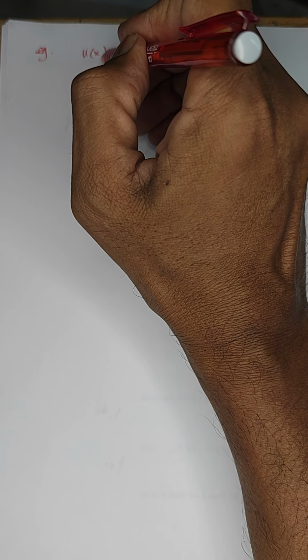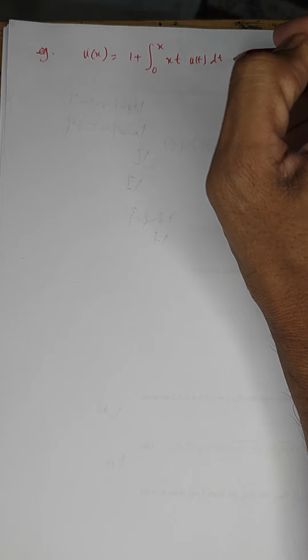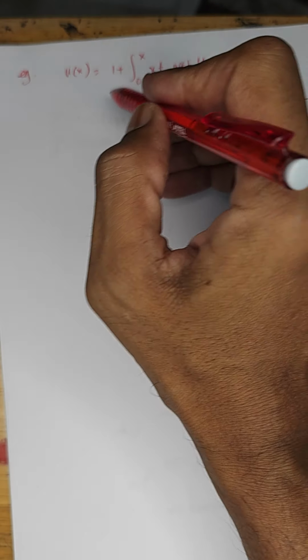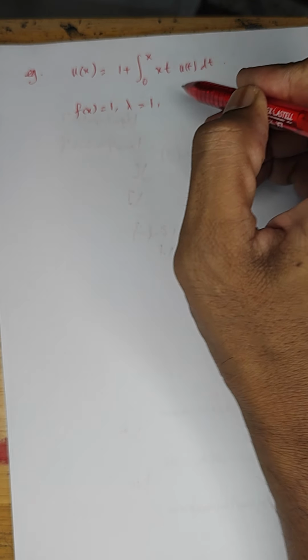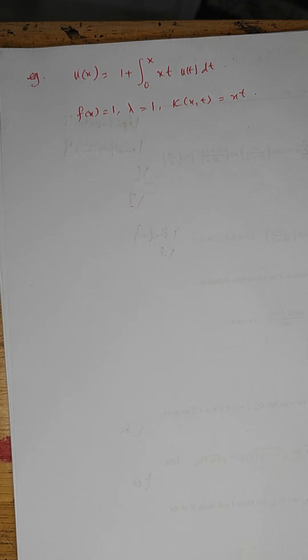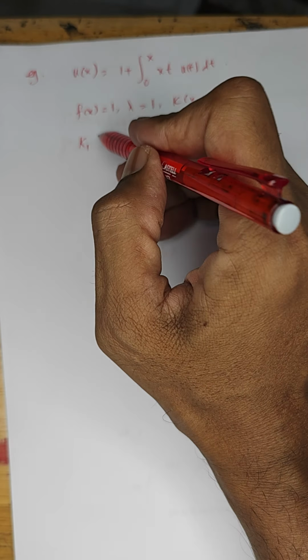For the equation u(x) = 1 + ∫ from 0 to x of xt u(t) dt, we find the Neumann solution. Compared with the general form of the Volterra integral equation, we have f(x) equal to 1, lambda equal to 1, and our kernel K is xt. Then we can find the solution using iterated kernels.